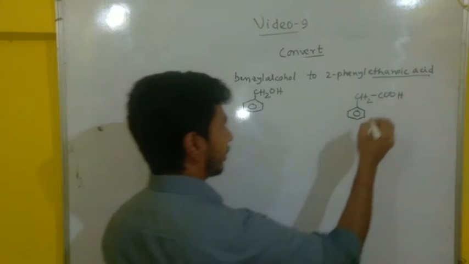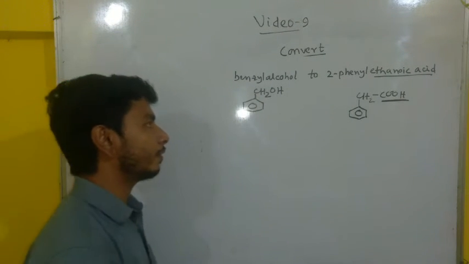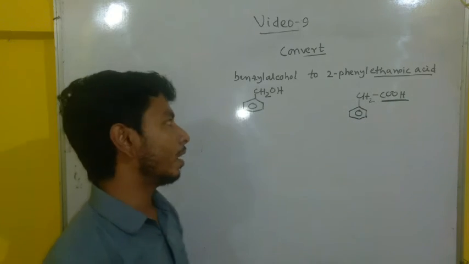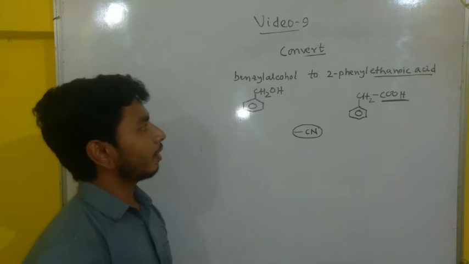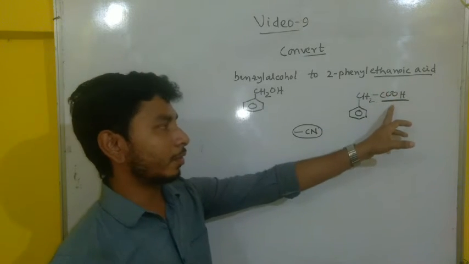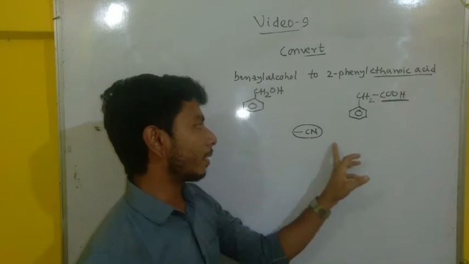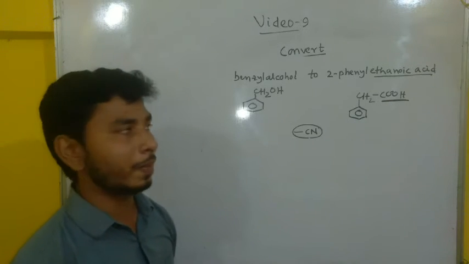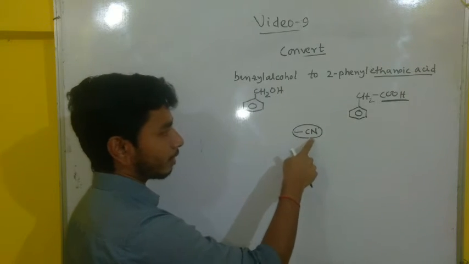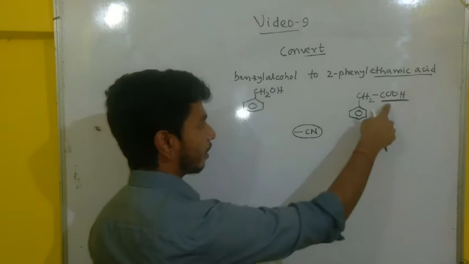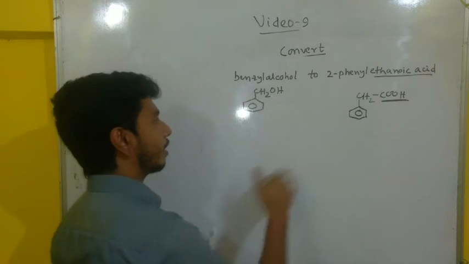So here this is a carboxylic acid, the COOH group. If we have to get a carboxylic group, first we have to get a cyanide group. The cyanide group can be easily converted to the carboxylic group by hydrolysis. So first this OH group has to be converted to the CN group, and the CN group is then converted to the carboxylic group. So let us convert this OH group to the cyanide group.